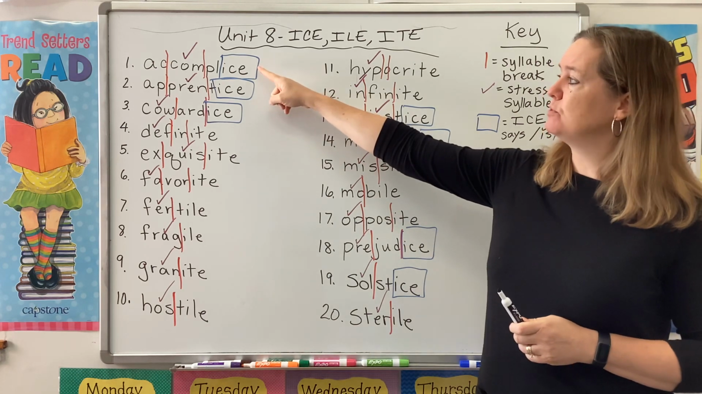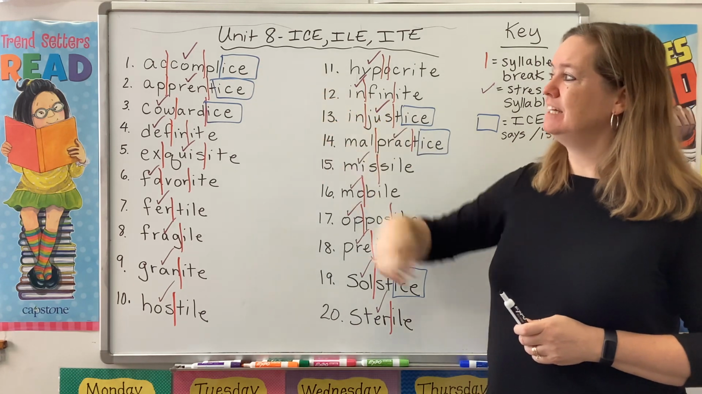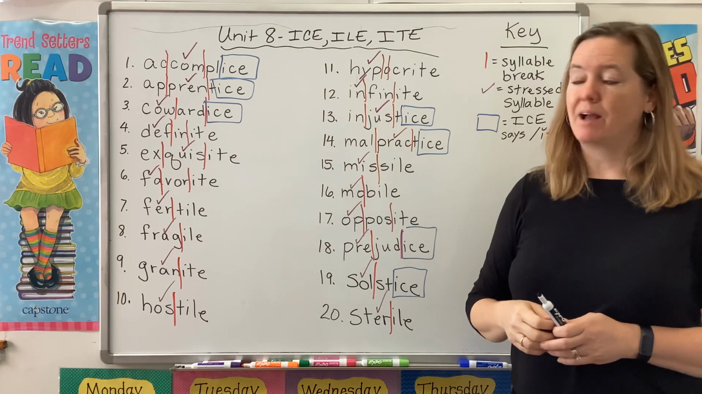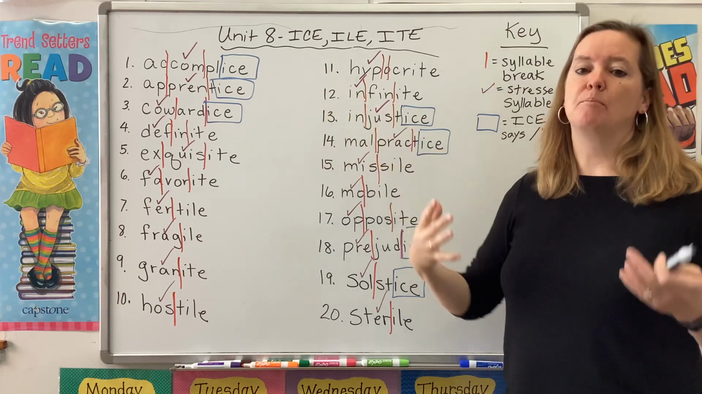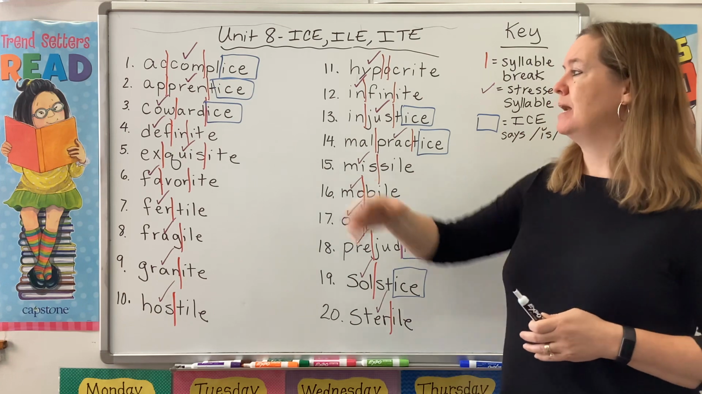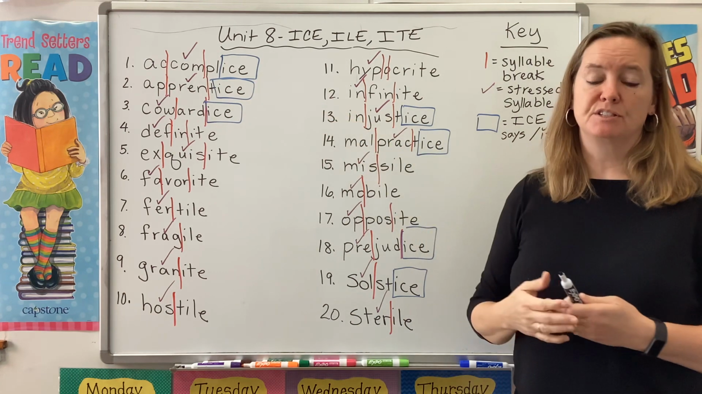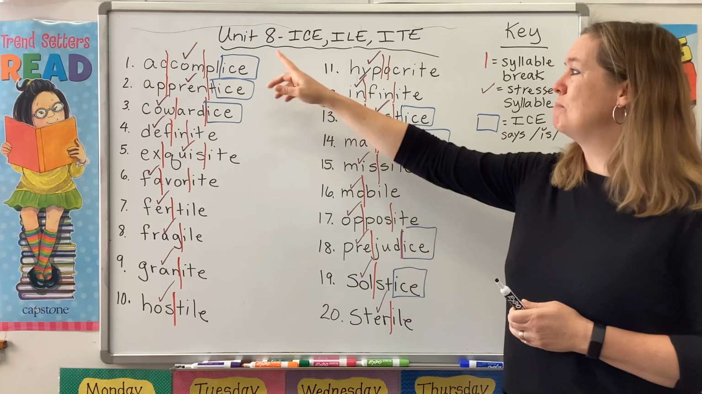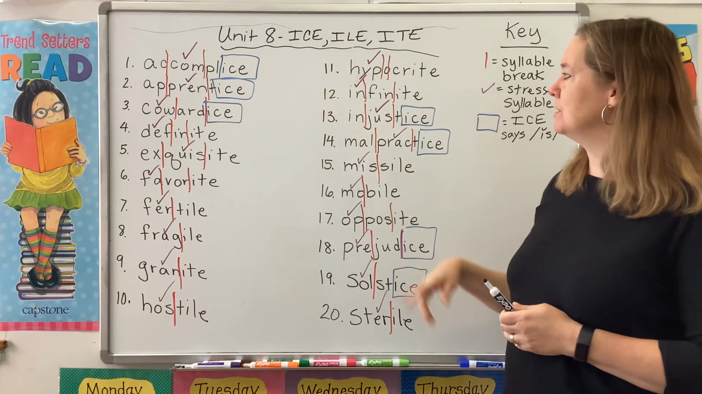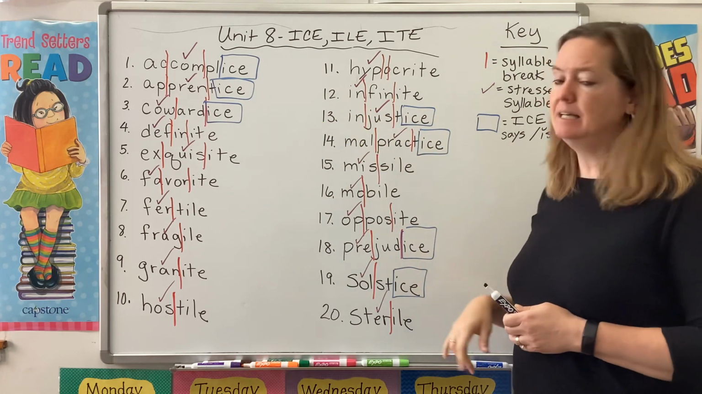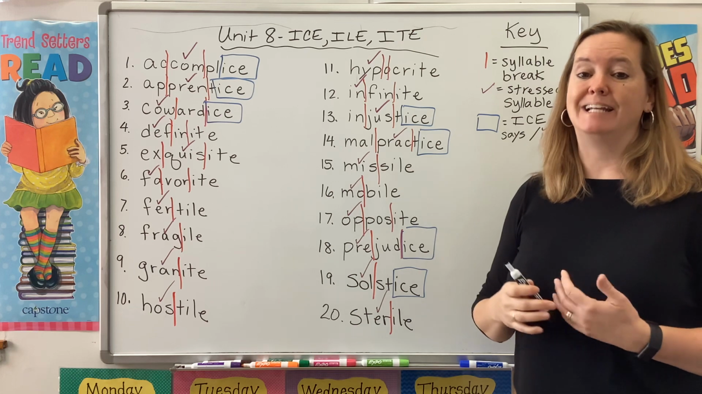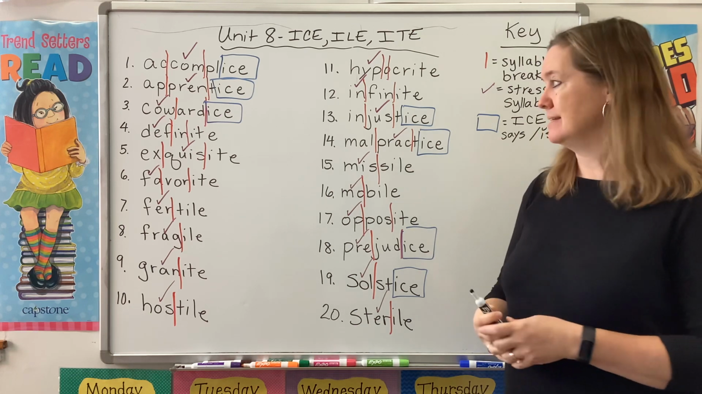Okay? I also want you to start noticing how endings correspond to parts of speech. So all of these words that end with ICE are nouns, right? An accomplice, a person who helps you commit a crime. An apprentice, a person who learns a trade. So most of the time when you see a word ending with ICE, it's going to be a noun. That is a noun ending.